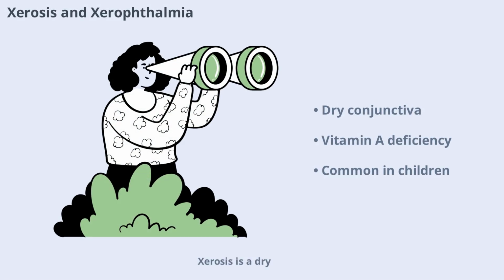Xerosis is a dry, lusterless condition of the conjunctiva caused by exposure, mucus deficiency, or tear deficiency. Xerophthalmia and keratomalacia result from vitamin A deficiency, leading to atrophy and keratinization of the conjunctival and corneal epithelium. These conditions are most common in malnourished children, especially those with liver disorders or severe protein deficiency.